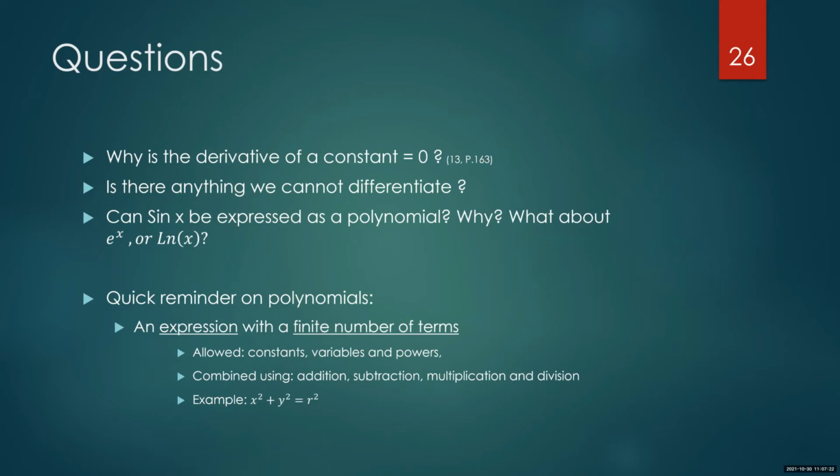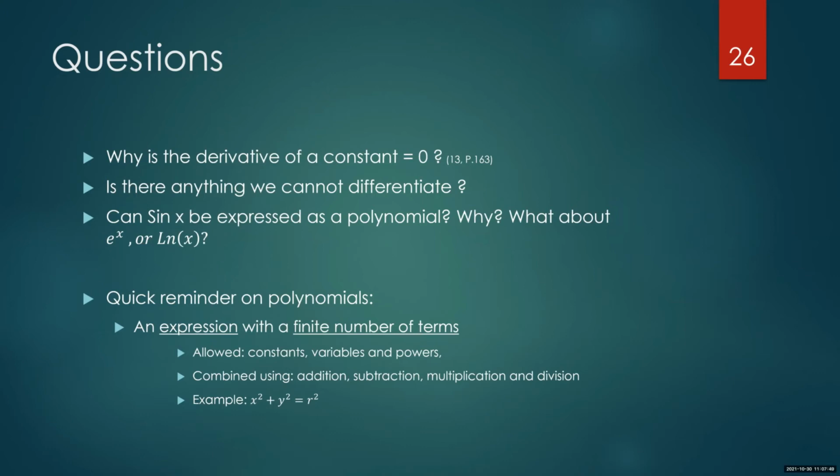So while we were on our break, does anyone have any thoughts about these questions that I've put up here? I think the first one is fairly easy. Why is the derivative of a constant equal to 0? In fact, we've already covered that. A constant can be expressed as k multiplied by x to the power of 0. And when you differentiate that using the power rule, it becomes 0. Or alternatively, you can graph the constant.